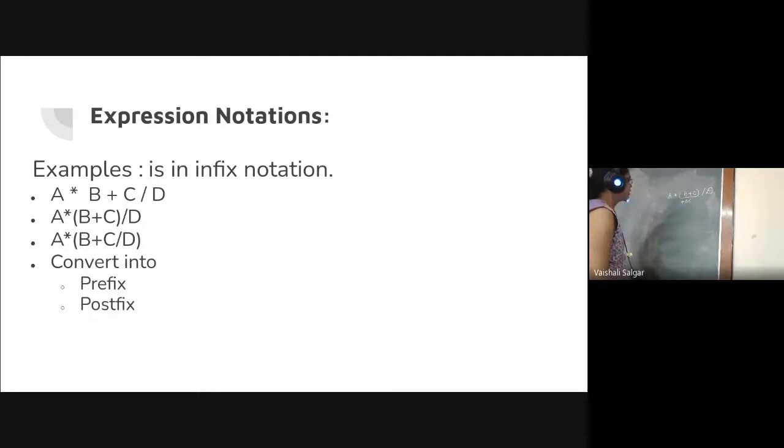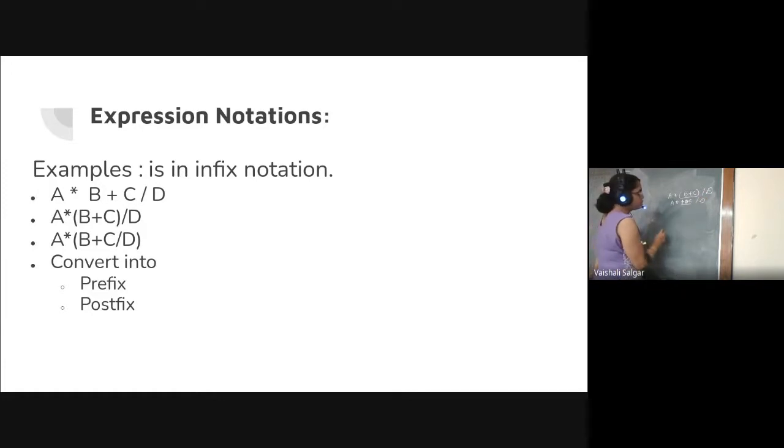Correct. So for this particular thing, I will write for prefix, what will be the format? First the operator and then the operands. Am I right? So over here, operand 1 is B, operand 2 is C, and the operator is plus. So I will write plus B, C. Now this complete part is one which I have evaluated. Now A into plus BC divided by D. This is the intermediate step.